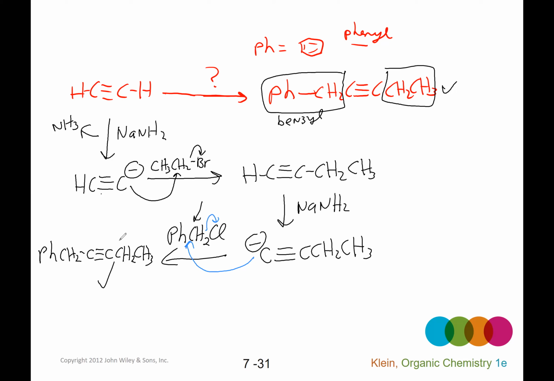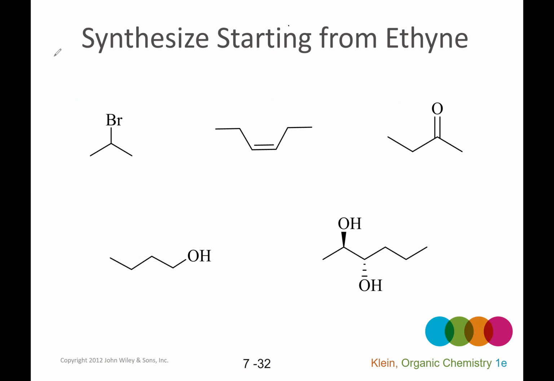All right, so now I would like to take it one step further with the synthesis. So I'm gonna erase this and go to the next slide. Now we reviewed how you can extend or build the carbon chain using the alkynide ions. And now we want to introduce different functional groups. So how do we do that?